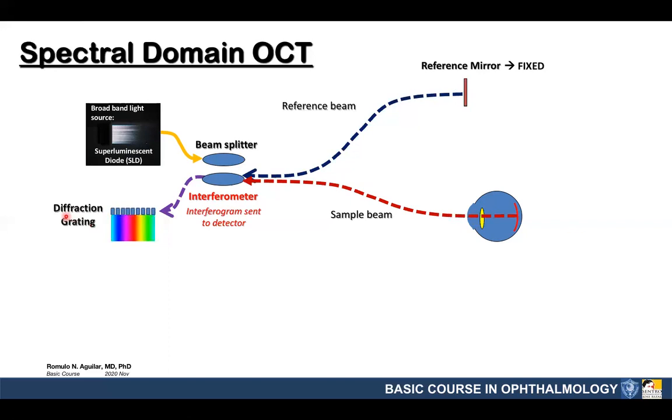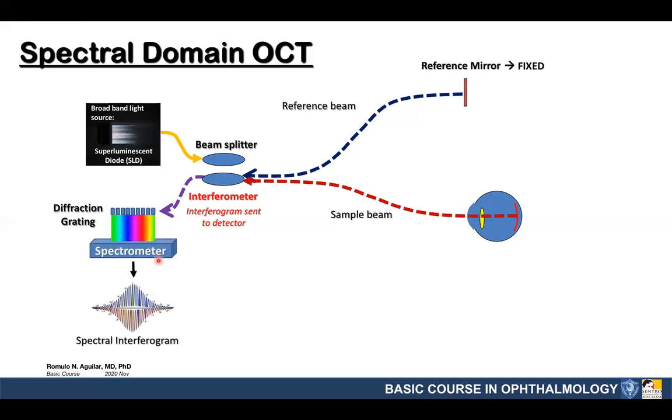called a diffraction grating. This is the process by which light is now separated into its component wavelengths. And from there, it is received by a spectrometer, which actually analyzes the spectrum. It's also called a spectrophotometer. And from here, a spectral interferogram is generated. And that is where it gets its name, spectral domain OCT.